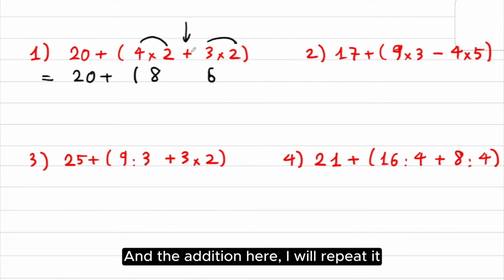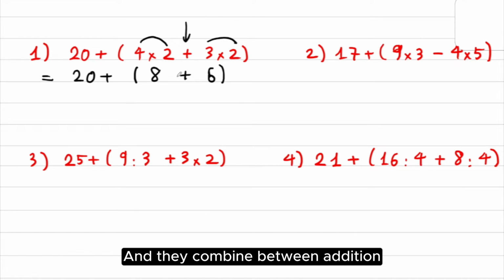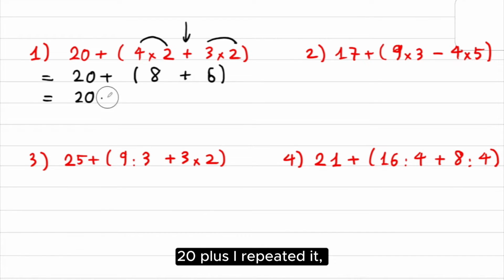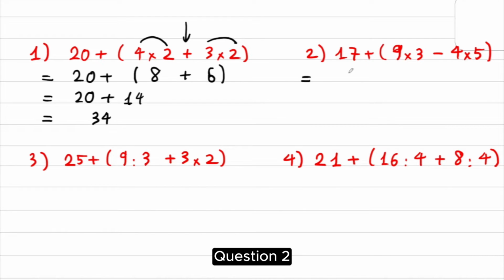And the addition here. I will repeat it. You can see, look at this: 4 times 2 equals 8, 3 times 2 equals 6, and they are combined by addition. After this step, inside the bracket you have only one operation, which is addition. Again, 20 plus, I repeat, 8 plus 6 equals 14. And that means 20 plus 14, you get 34. Okay. Question 2.